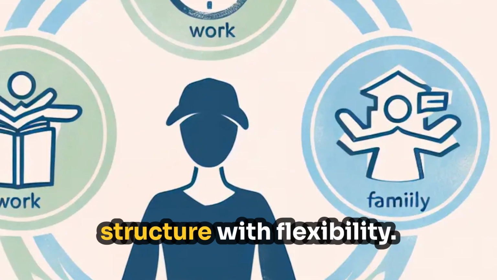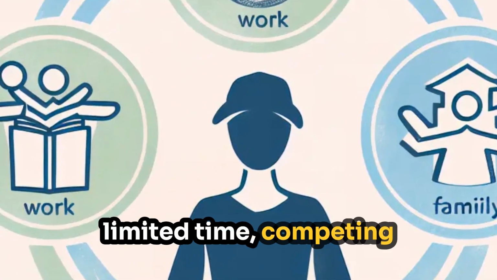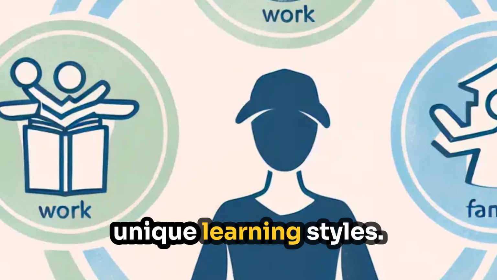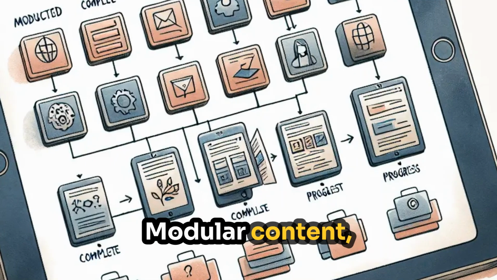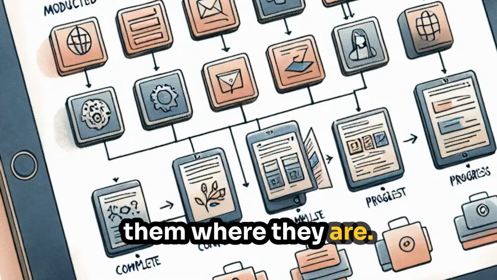Step 3 is building structure with flexibility. Adult learners have limited time, competing responsibilities, and unique learning styles. Modular content, self-paced options, and mobile access help meet them where they are.